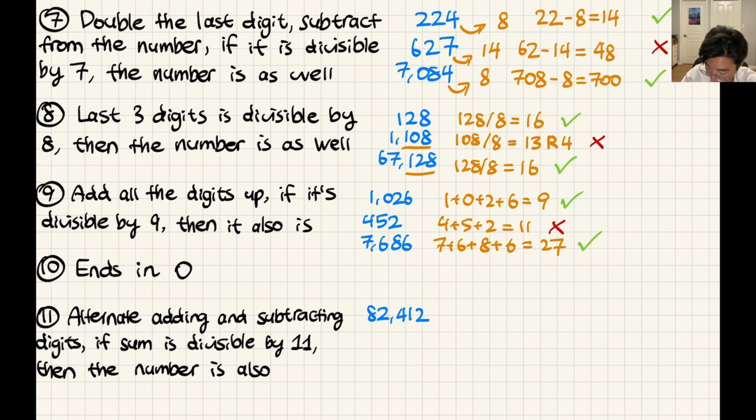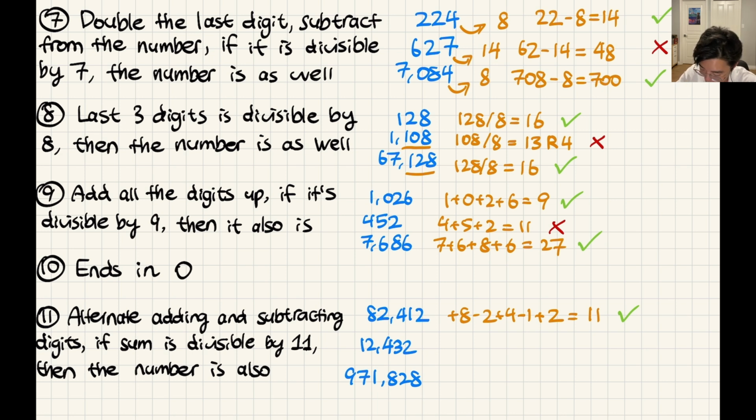82,412 equal 12,432, 97,000, or no, we're making it bigger, 971,828. Right, so we're going to alternate in a plus minus pattern. So we have plus 8 minus 2 plus 4 minus 1 plus 2. This will give us 6 and then 10 and then 9 and 11. This pattern gives us 11, which means that 82,412 is divisible by 11.